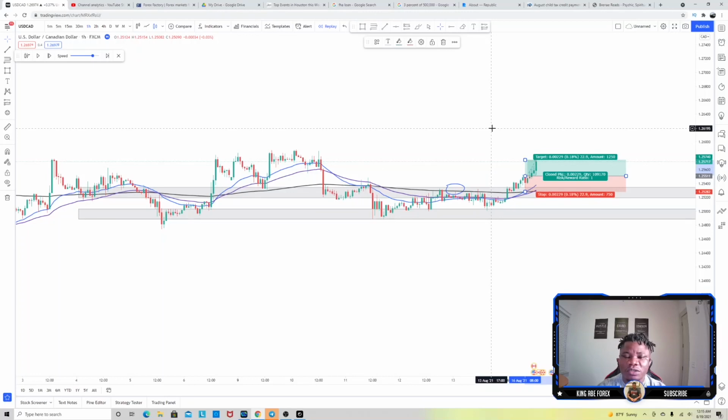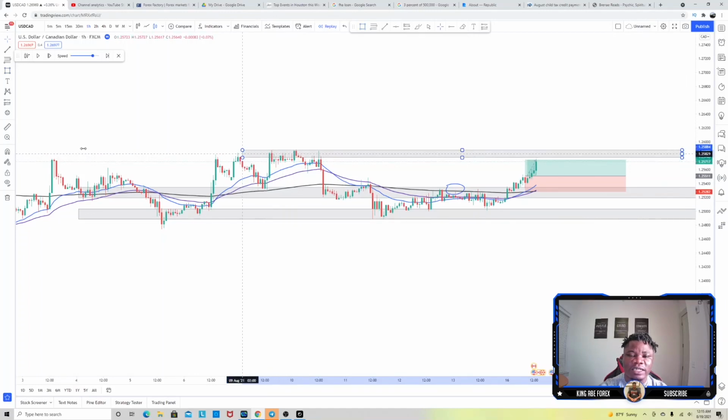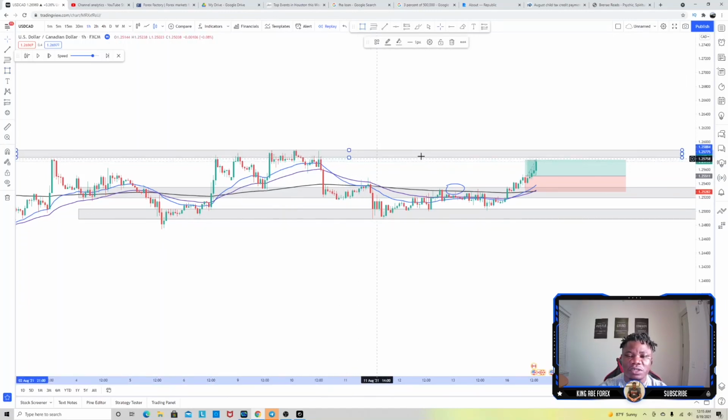All we need to do is look to the left-hand side to see where our previous resistance zone is. What I mean by that is you have to look for the previous rejection to your left-hand side. If we take a look here, we clearly have a rejection over here, and we have our zone, and then we can target this zone here.